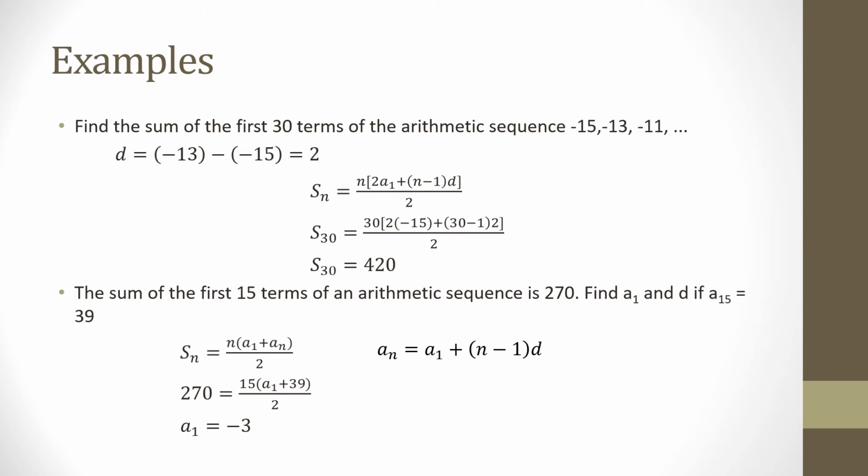So, a of n is equal to a of 1 plus n minus 1 times d. So, a of 15 ang nilagay ko dito, which is 39, is equal to a of 1 na negative 3, and then 15 dito, and then you will get the common difference. So, 39 is equal to negative 3 plus 15 minus 1 times d. So, calculate that, you will have common difference na 3. So, madali lang siya talaga.